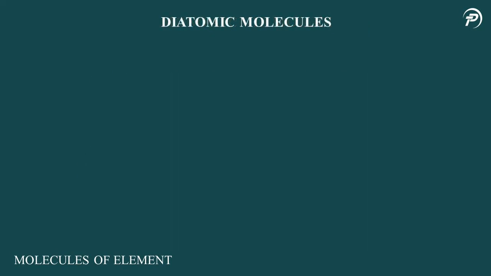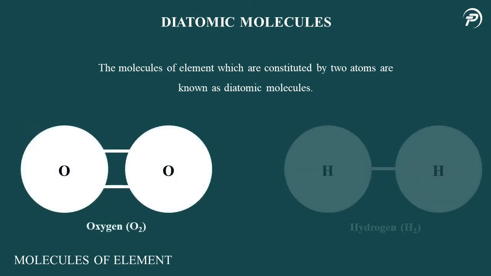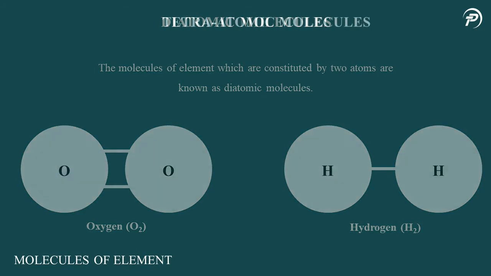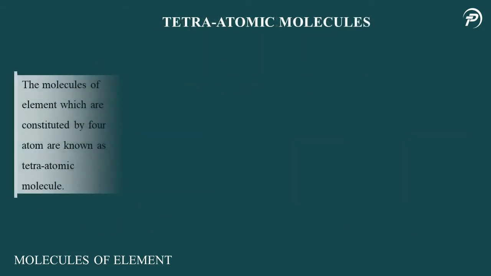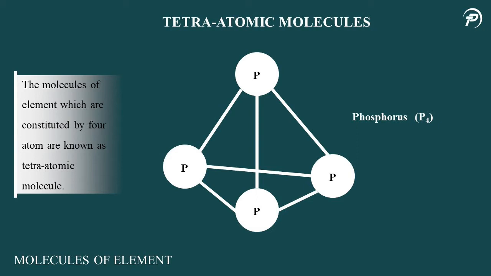Second one is diatomic molecules. The molecules of element which are constituted by only two atoms are known as diatomic molecules, such as molecules of oxygen and molecules of hydrogen. These molecules are constituted by only two atoms. Third one is tetraatomic molecules. The molecules of element which are constituted by four atoms are known as tetraatomic molecules, such as molecules of phosphorus. This molecule is constituted by four atoms.